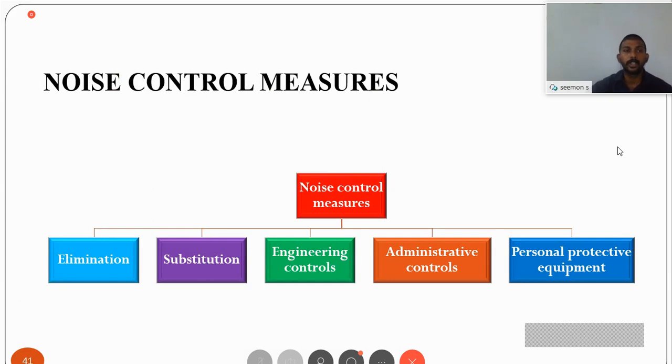So now let's move to the noise control measures. Noise can be controlled by 5 methods: elimination, substitution, engineering control, administrative controls, and personal protective equipment.